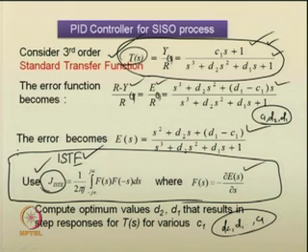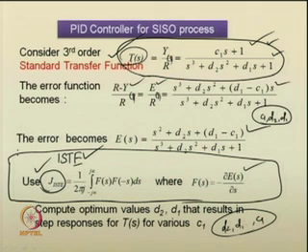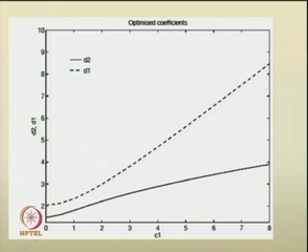One can use the ISE criterion also, but often it is found that minimization of the ISTE criterion often leads to very satisfactory closed loop performances of a closed loop system. How such values are obtained, we can see. So, using the ISTE optimization or minimization, one can obtain D2 and D1 coefficients for various C1.